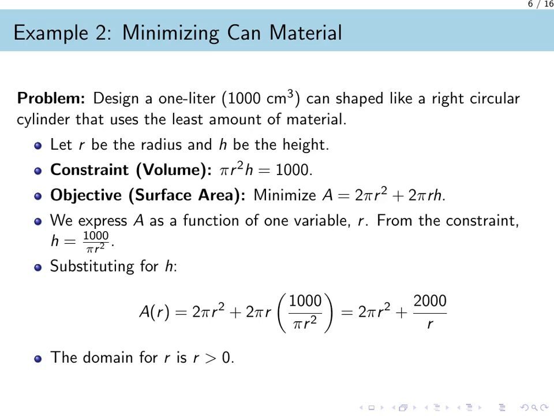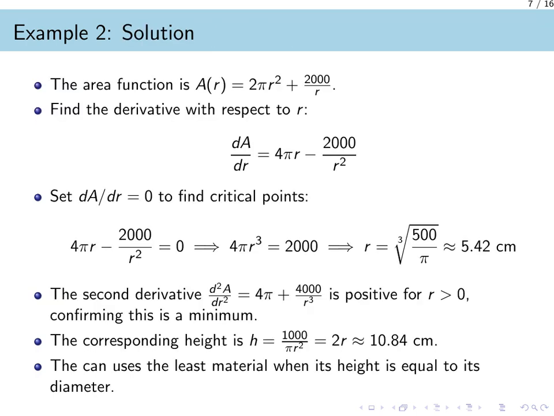Substituting this back into the area formula gives us our final function to minimize. A of r equals 2 times pi times r squared plus 2000 divided by r. Now we have a clear goal: find the radius r that results in the minimum possible surface area. To find the exact radius that minimizes the can's material, we will use our area function and calculus.